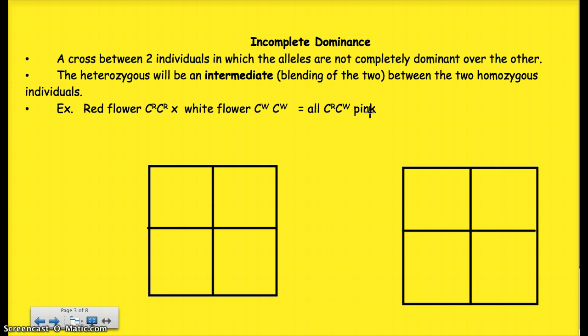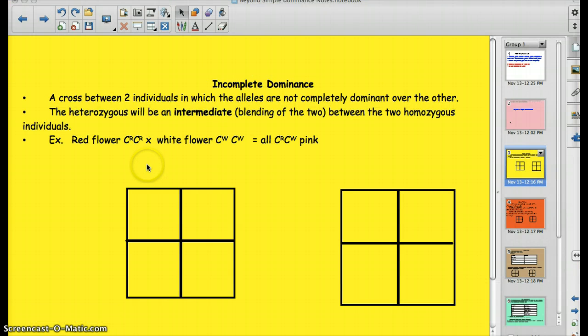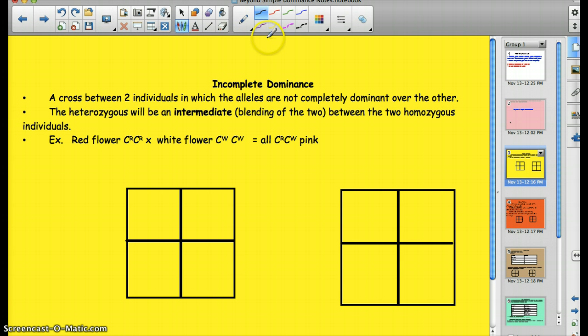So the first cross says for us to cross two pink flowers. So we're going to take and cross these two pink flowers. I need to use the pen here. All right, I had it on draw. We're going to have a C with an R and a C with a W, and a C with an R and a C with a W.